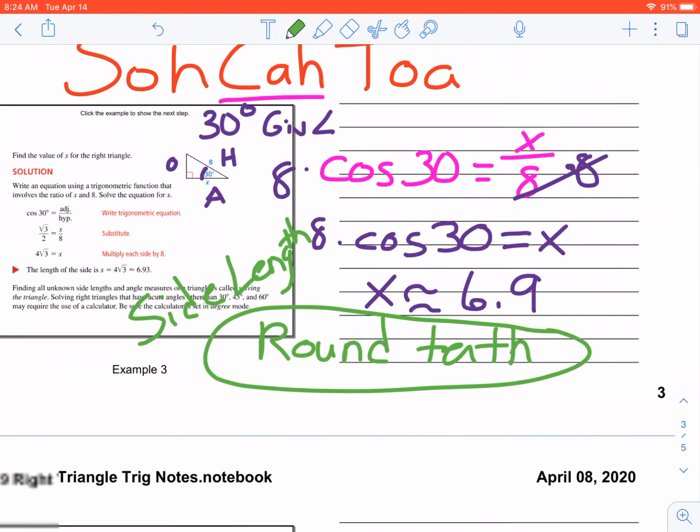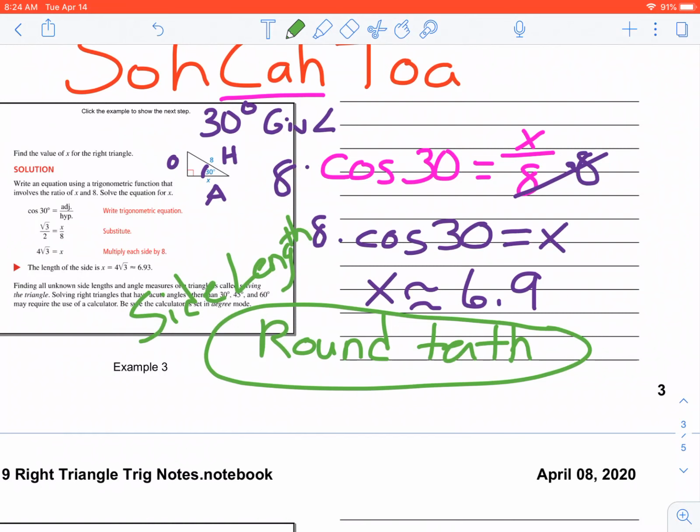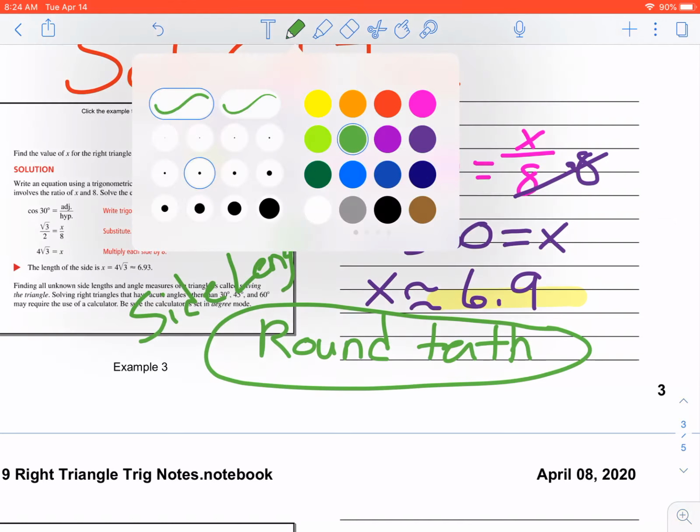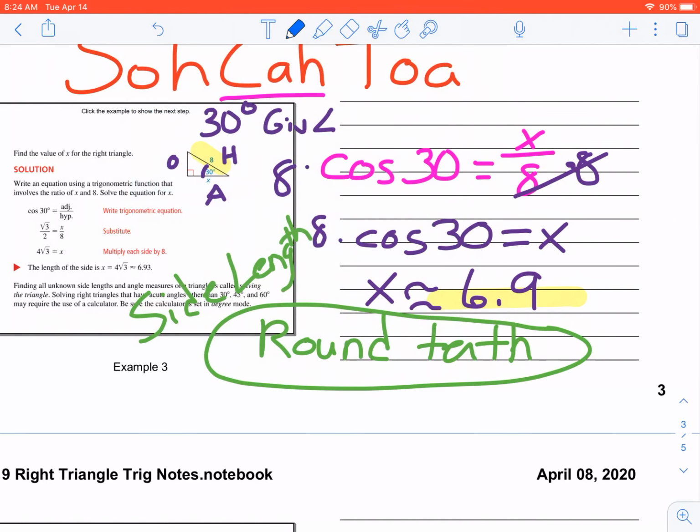Okay? Now say, hey, I want to find the other side. I want to find my opposite. I could use right triangle trig again and use sine. Or I know two sides now. I know that my hypotenuse is 8. I know that my adjacent is 6.9. So I could also use Pythagorean Theorem to find the other side if I really wanted to. And that would look like, let's say, I'm going to put x there, x squared plus 6.9 squared equals 8 squared. And I could solve that to find the third side of the triangle.